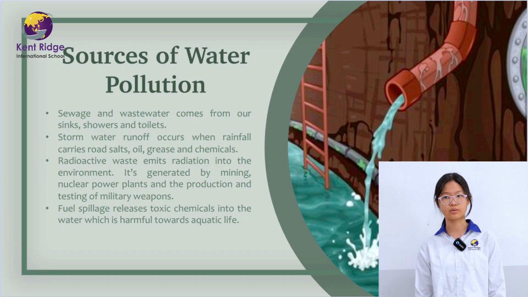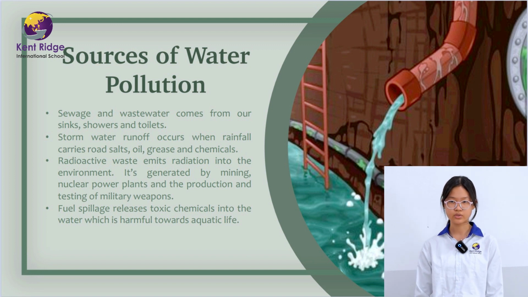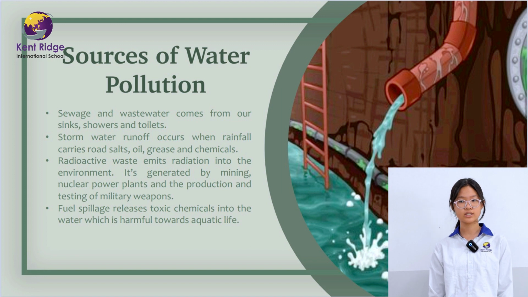Sources of water pollution. Sewage and wastewater comes from our sinks, showers, and toilets. Stormwater runoff occurs when rainfall carries road salts, oil, grease, and chemicals. Radioactive waste emits radiation into the environment. It's generated by mining and nuclear power plants. Fuel spillage releases toxic chemicals into the water, which is harmful towards aquatic life.